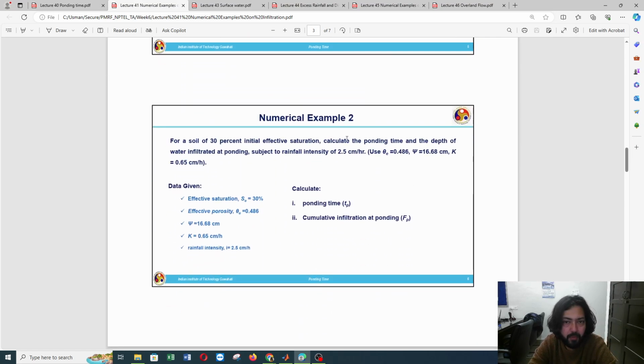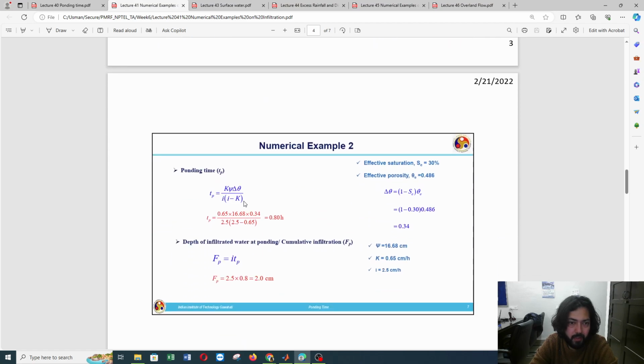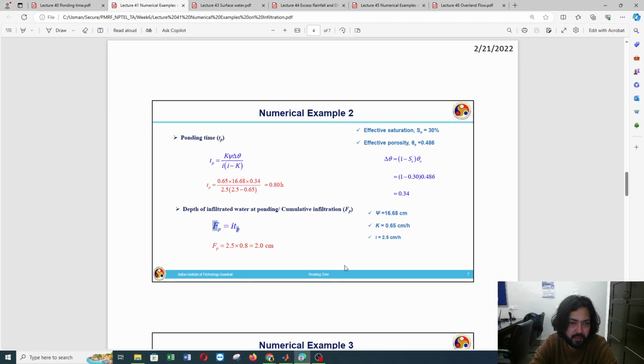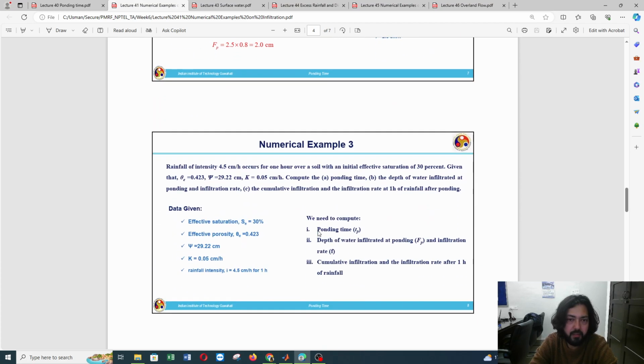So the first example was just to calculate ponding time and cumulative infiltration using the equation of ponding time, which is very simple. We are directly going to substitute the given data set in the equation of TP, and multiplying rainfall intensity with TP will give you the cumulative infiltration. Then we have taken another example where we have also added another case for what will happen to cumulative infiltration and infiltration rate after ponding.